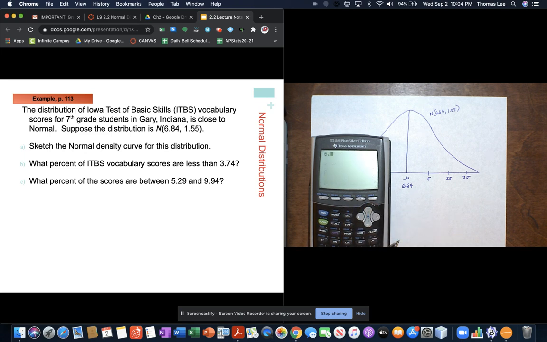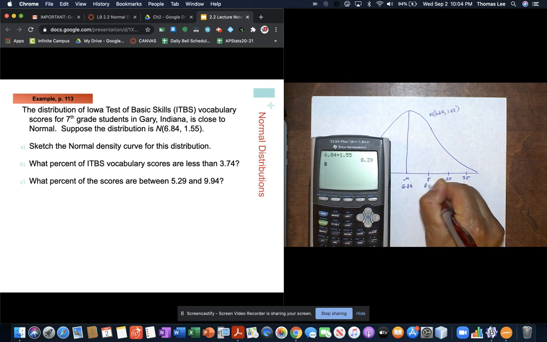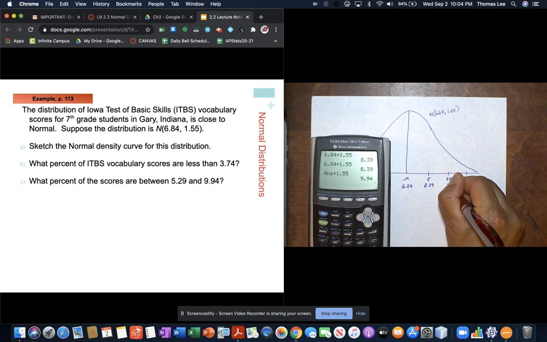So 6.84 plus 1.55 equals 8.39. So that's the actual value that is 1 standard deviation greater than the mean for these 974 7th grade scores. Plus 1.55 again, so now that's 9.94.